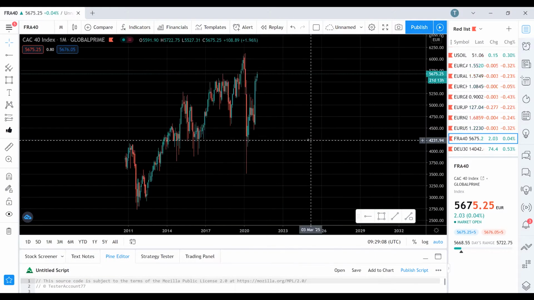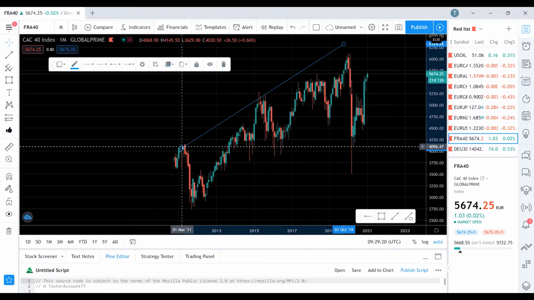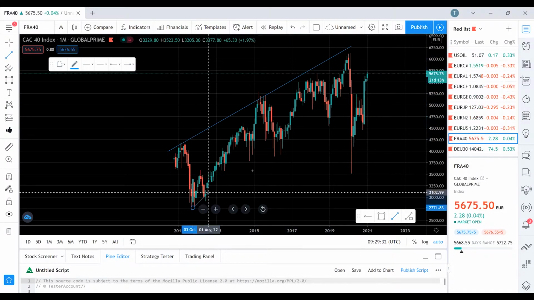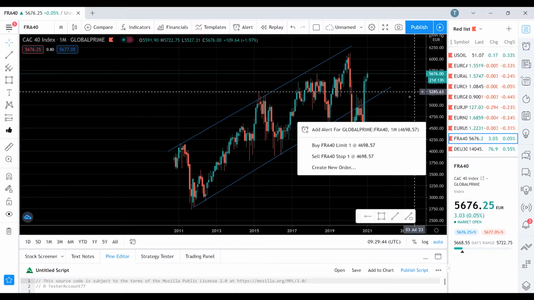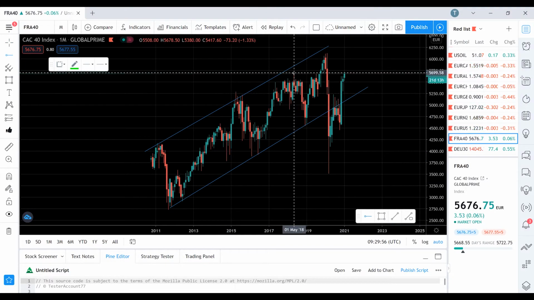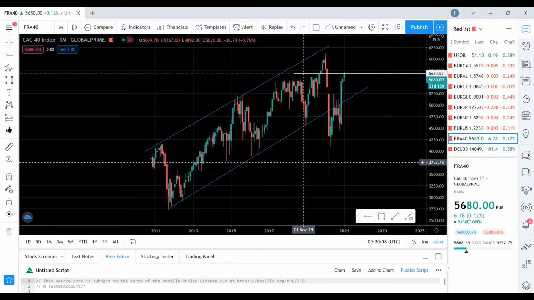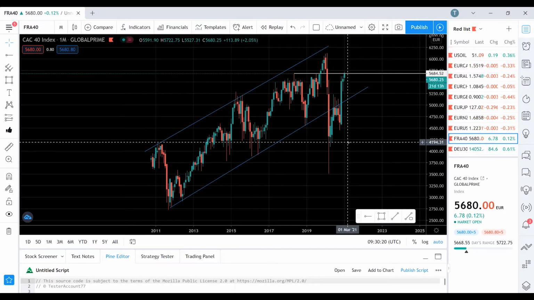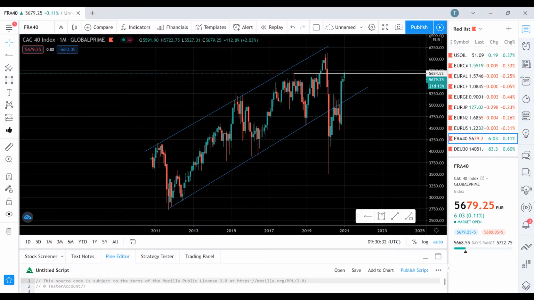French indice, start on the monthly. Trend resistance here. Trend support here. Resistance here. So we're at resistance right now, so I'm definitely going to be watching for maybe a rejection down to trend support.